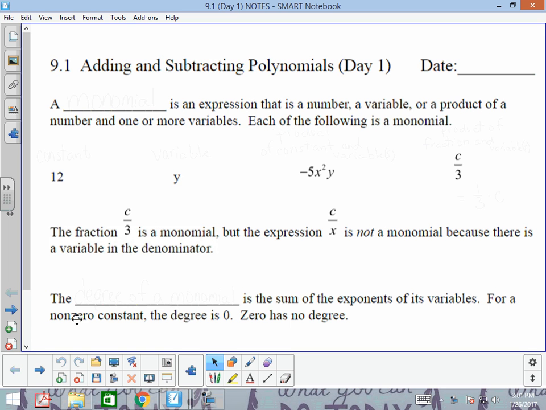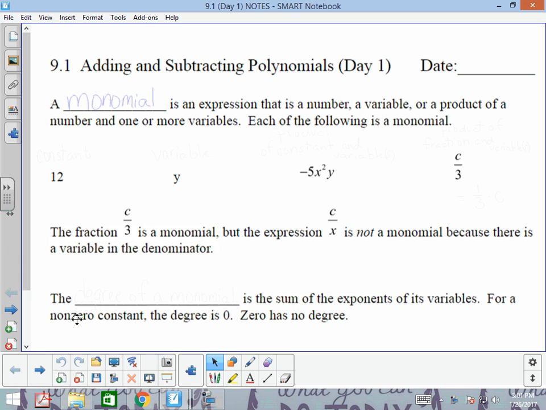Okay, so this is video number 1 for 9.1, Adding and Subtracting Polynomials, Day 1 Notes. And in this first video, we're going to be looking at several different vocabulary words. And you really need to know these words. Like what I told you, you need to know coefficient and what else we talked about? Base and exponent. Same thing here. You need to know these vocabulary words so that whenever I use them, you know what I'm talking about.